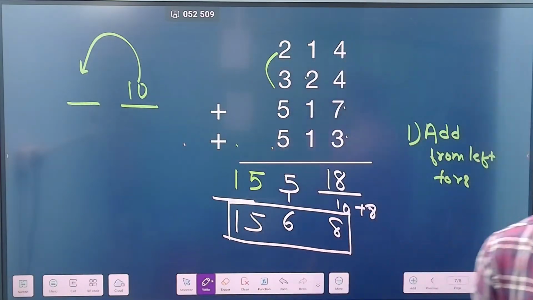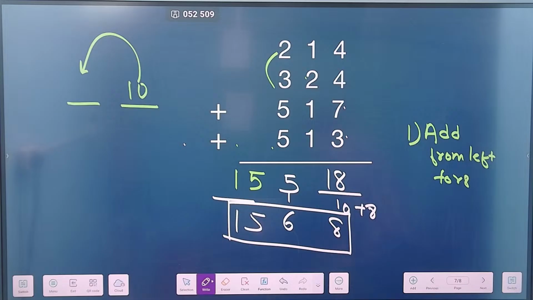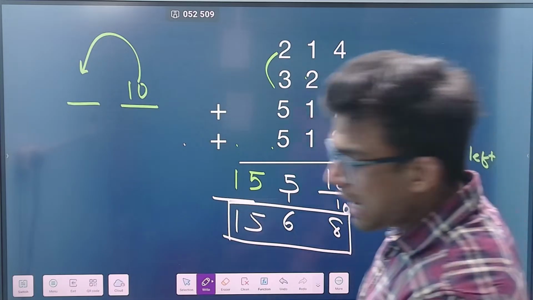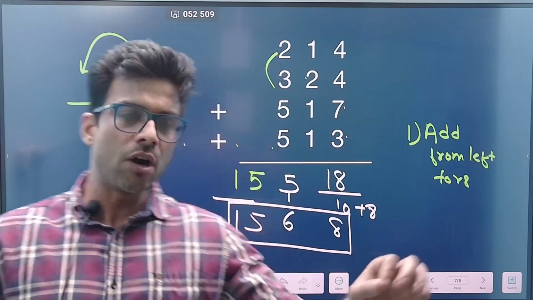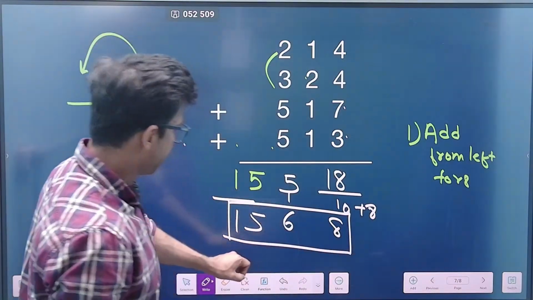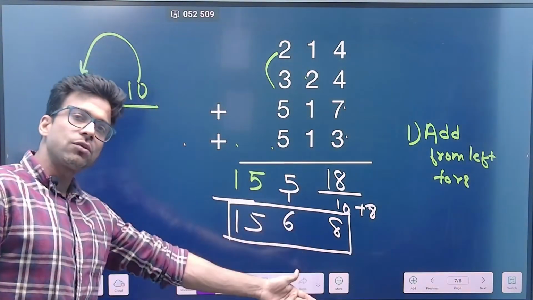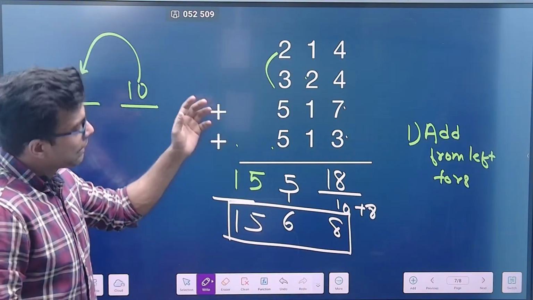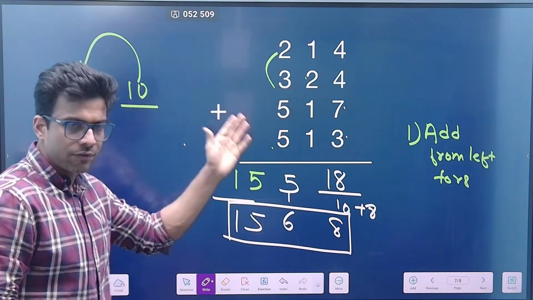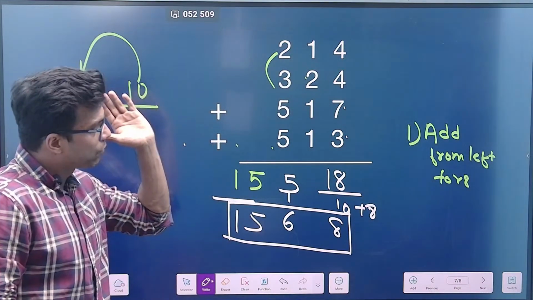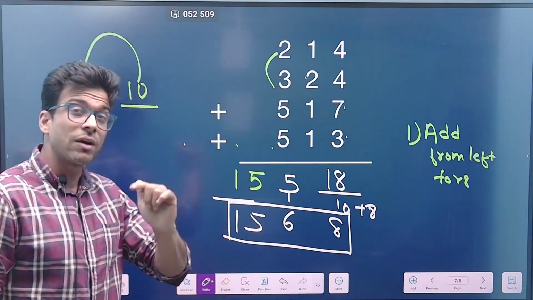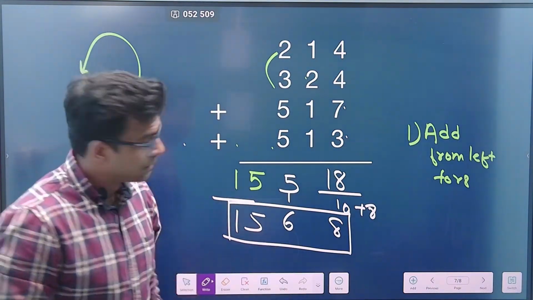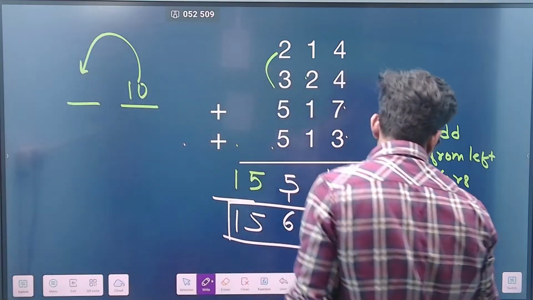I hope everyone is getting this logic. Is this clear? Now I'm not adding in the way we did in school times. In school, we were adding the numbers from right to left, but I'm saying you go from left to right. I hope this is clear. Let's take one more example and build a clear concept structure.